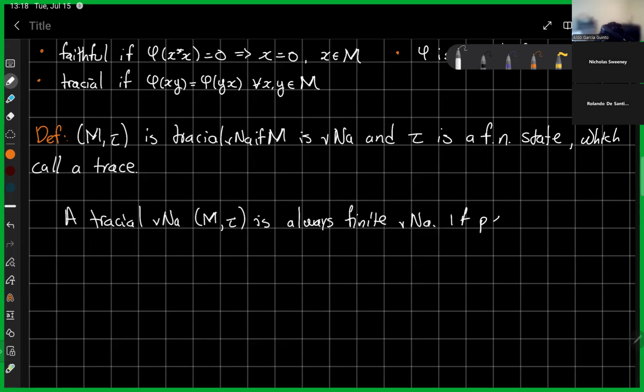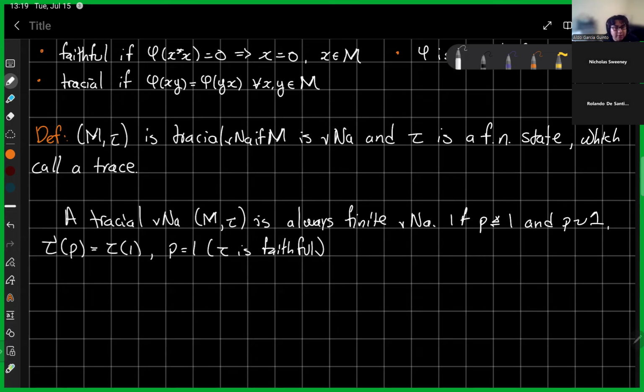If P is less than 1 and sub-equivalent to 1, then you have a partial isometry which encodes the data of P in 1, and because of that, you can show that the trace of P is equal to the trace of 1. Sorry, not sub-equivalent, but the equivalence is telling you this, and by faithfulness, P is equal to 1. And this is mainly because 1 minus P is a positive element.